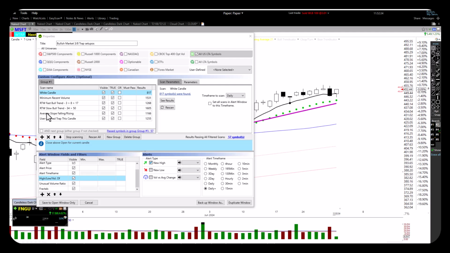You really only need one way. Okay. Now, I'm going to give you two scans. We're going to cover two scans, but one is a 3/8 trap and one's a 3/8 trap breakout. Okay. I like them both. They are different. They're the same, but different.